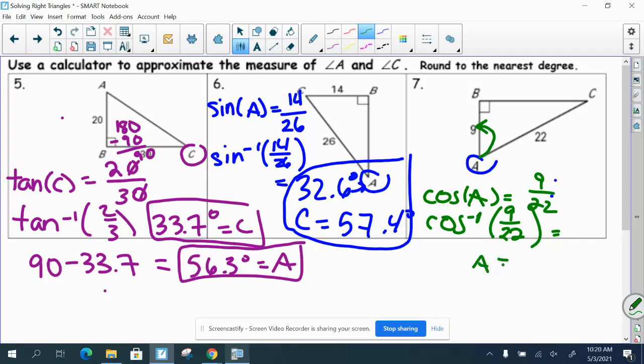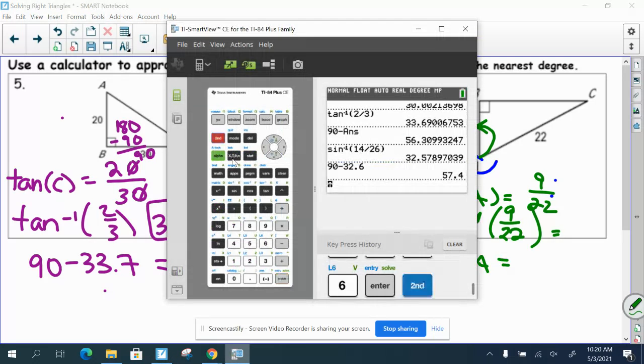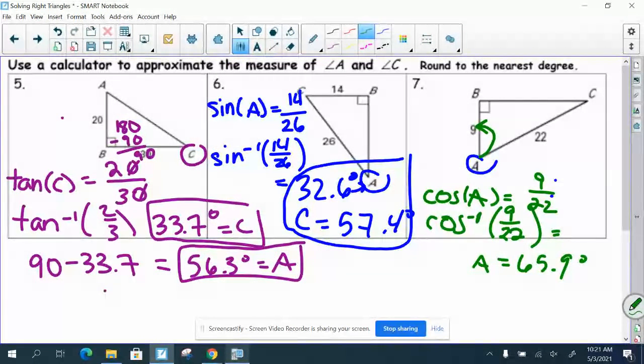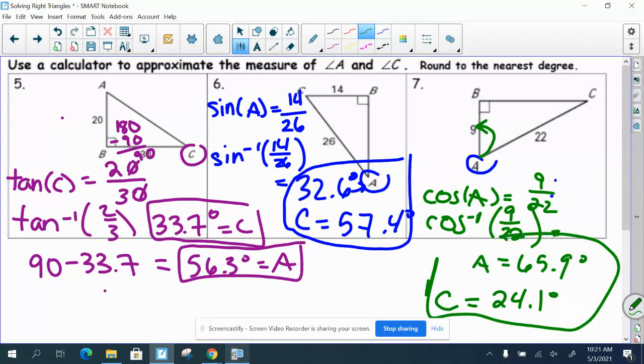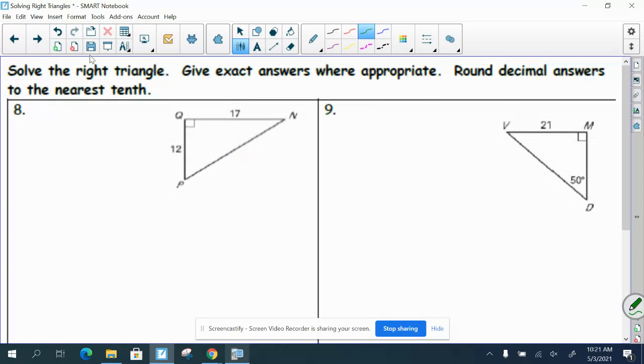So that gives us A is, let's do cosine inverse of 9 over 22, is 65.9. So that means that angle C is 90 minus that, so 24.1. Yeah, 24.1. Okay, could I have done angle C and then done opposite over hypotenuse? Yes, I could have used sine for angle C. So there's multiple ways that you can go about doing these questions.